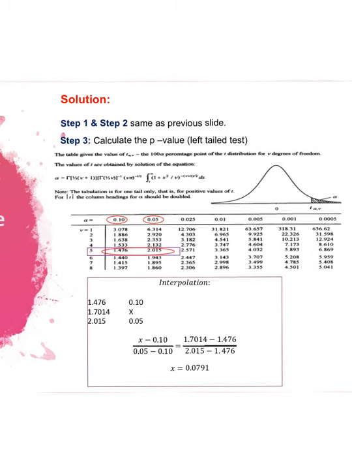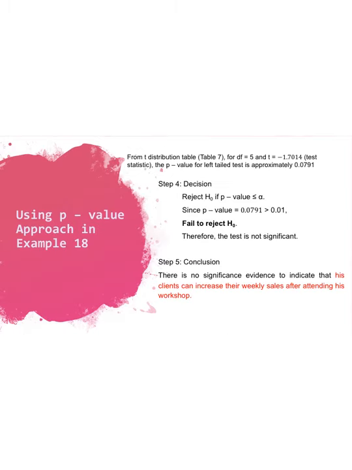Okay. So kita buat interpolation. Finally we get the p-value equals to 0.0791. So kalau guna p-value, kita punya decision rule adalah reject H0 if p-value less than or equals to alpha. Okay, so since p-value kita 0.0791 lebih besar daripada 0.01, then we fail to reject the null hypothesis. So tak kisahlah awak guna classical approach ataupun p-value approach, your conclusion should be the same. Okay.